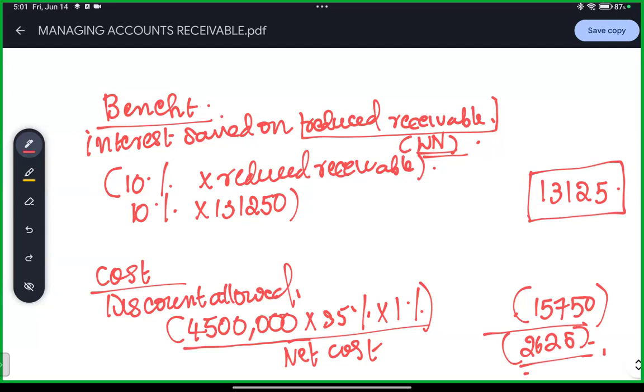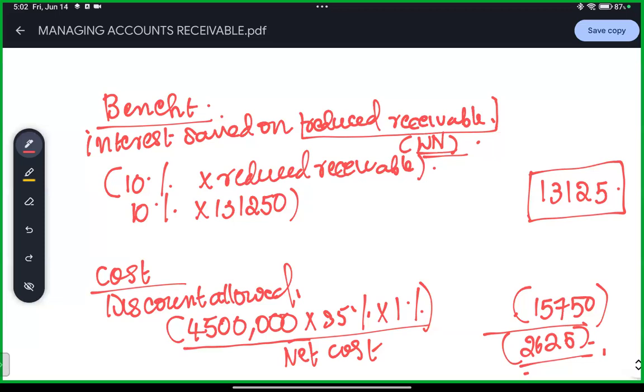As a finance manager, will you suggest to continue with the scheme? I won't do it. I will not implement the early settlement discount because I realize that I am having a benefit of 13,125, but I'm incurring a cost of 15,750. I don't want to have excessive cost over benefit. Always the benefit has to exceed the cost in order to proceed with the policy. So my conclusion will be to not move forward with this policy. I hope this idea is clear.